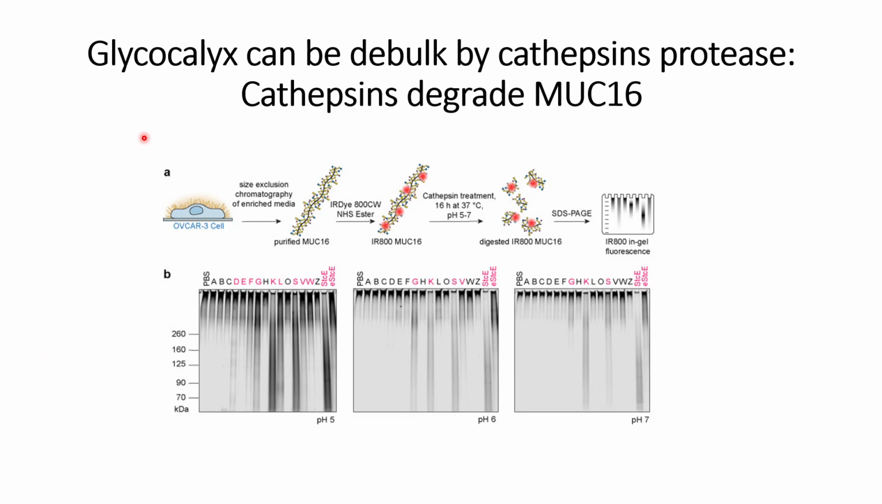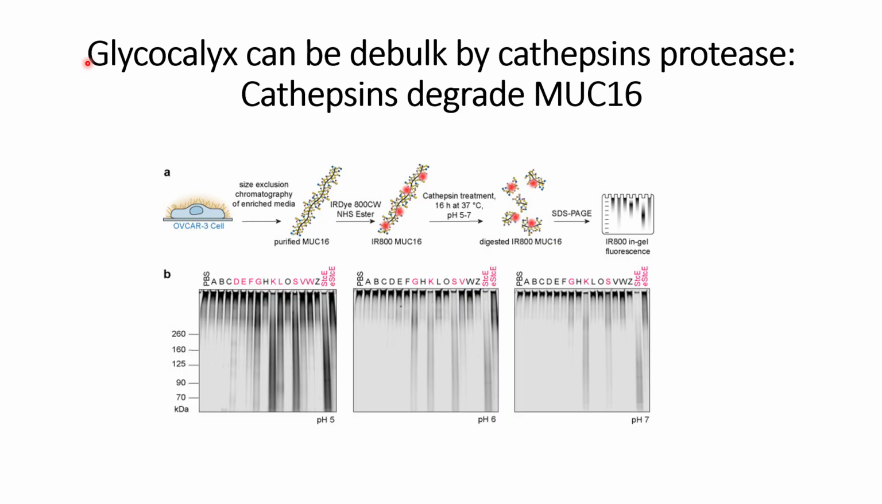In this video we will discuss the paper that talks about how the glycocalyx can be debulked by cathepsin protease. For those who don't understand what the glycocalyx is, we can say it is a physical barrier around the cells, and this glycocalyx is mainly composed of carbohydrate structures.